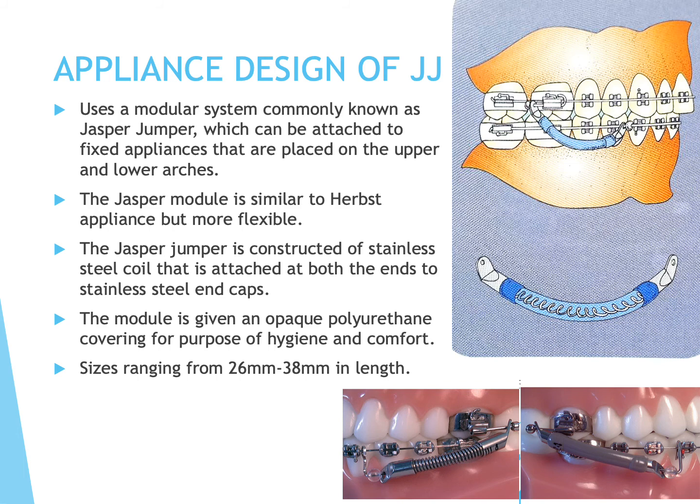The appliance design. The appliance uses a modular system commonly known as the Jasper jumper, which can be attached to fixed appliances that are placed on the upper and lower arches. This Jasper module is analogous to the tube and plunger of the Herbst appliance, but is more flexible. The Jasper jumper is constructed of a stainless steel coil that is attached at both ends to stainless steel end caps. The module is given an opaque polyurethane covering for the purpose of hygiene and comfort. The Jasper modules are available in 7 sizes ranging from 26 mm to 38 mm in length.